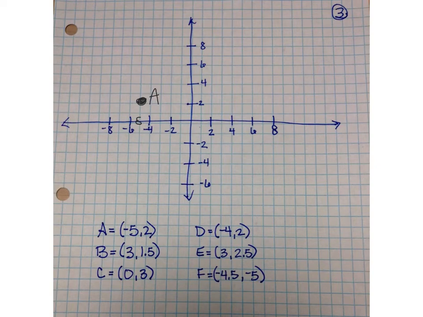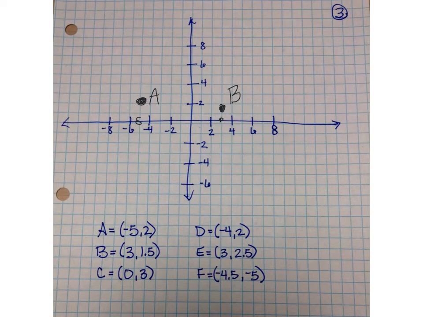All right, and now for B, we have 3 and 1.5. So we're going to go positive. We're going to go over here, 3. And then 1.5 is just going to be a little bit, between 1 and 2, just like you would expect. It's hard with this big stylus that I have, sorry. So this is going to be B. You could be more specific with a pencil.